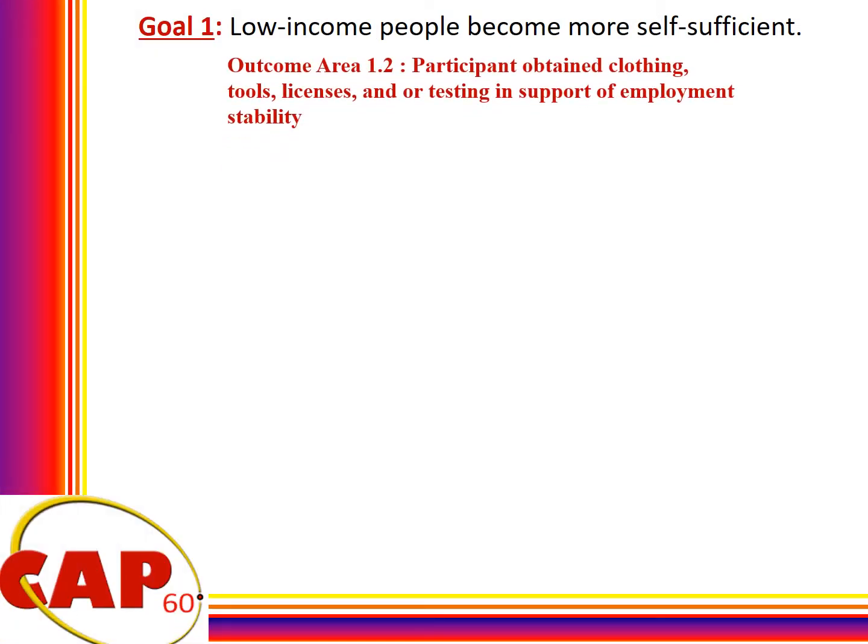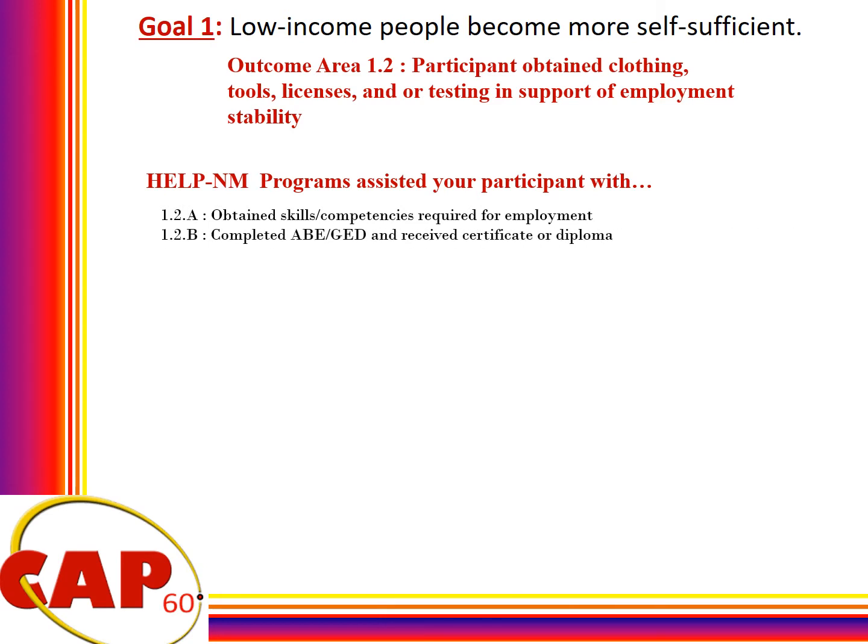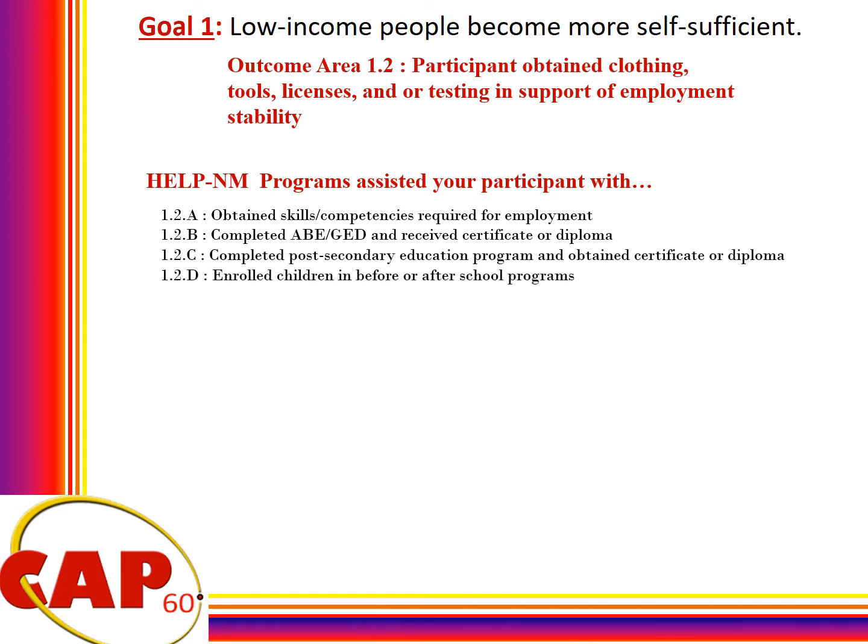Let's move on to Outcome Area 1.2. Participant obtained clothing, tools, licenses, and or testing in support of employment stability. These outcomes are a lot more direct and should be used if the Help New Mexico programs assisted your participant with any of the following. NPI 1.2A, obtained skills, competencies required for employment. 1.2B, completed ABE or GED and received certificate or diploma. 1.2C, completed post-secondary education program and obtained certificate or diploma.